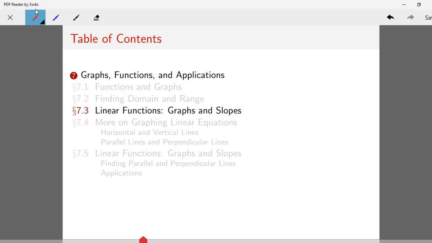Hey everyone, this is section 7.3, Path 090, Introductory Algebra.